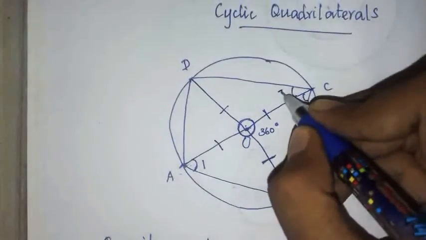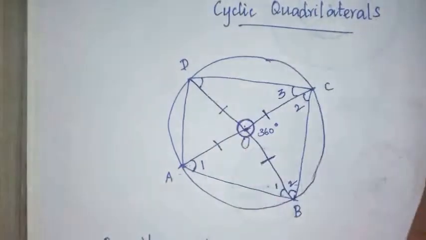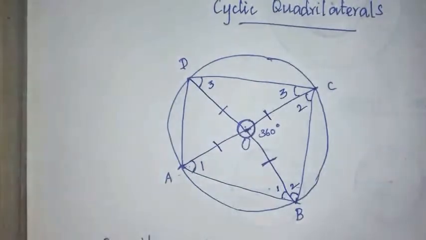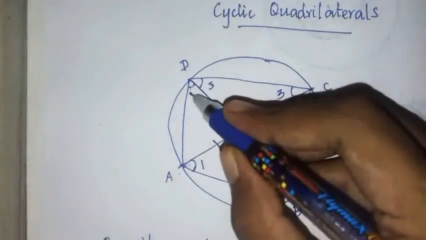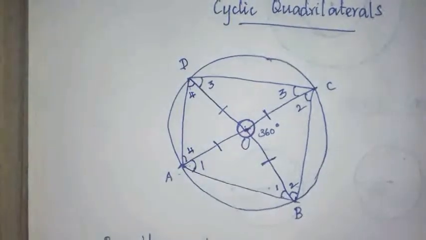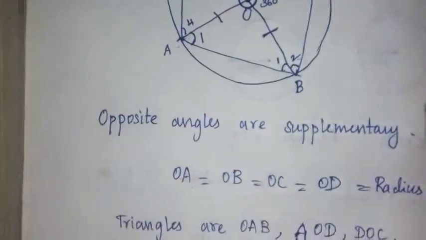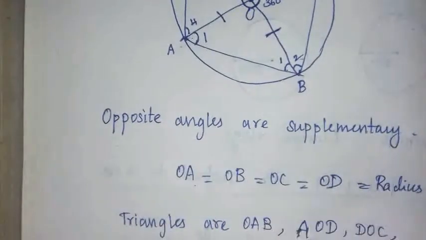This angle, let me mark it as 3. Then what will be this angle? This angle will be equal to 3. Here let me mark this as angle 4. Then what will be this angle? Angle 4. We have marked the angles now. Why have we marked these angles? To show that opposite angles are supplementary.